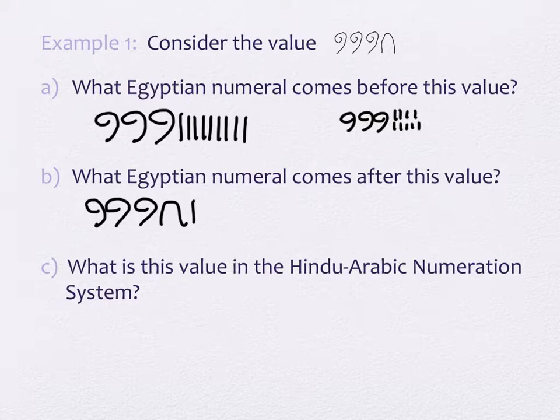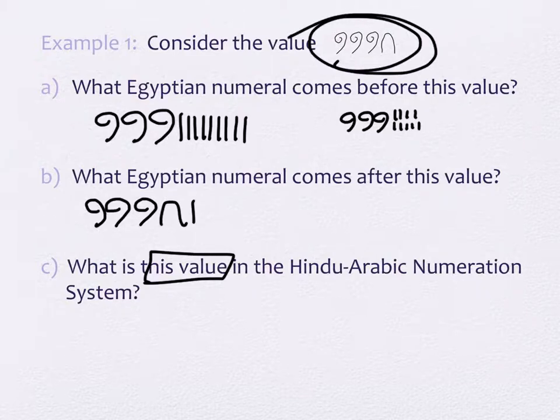Either way, it's good. Okay, so now when it refers to this value on all these part C's, it's referring to the value given. What is the value given in the Hindu-Arabic numeration system? So we already established the heel bone's worth the value 10. So we've got a 10 on the end, if you will.